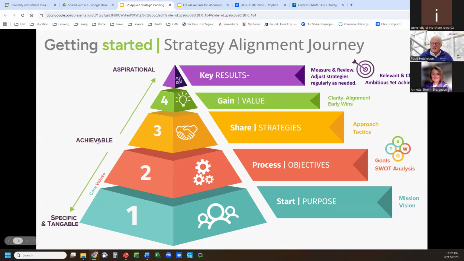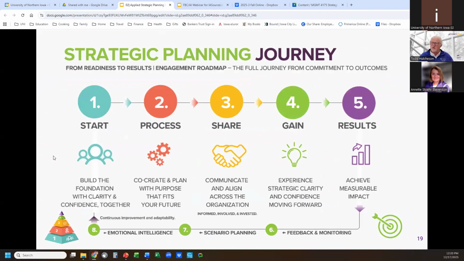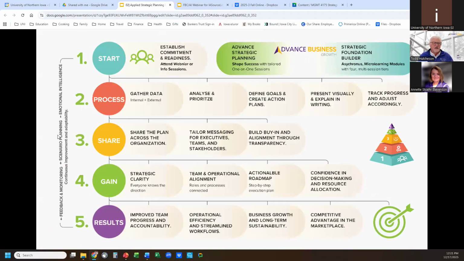So, we start from the aspirational and build to specific and tangible. That's what we're working towards. The journey: starting, building the foundation, working through the process, sharing, communicating, establishing where the gain is going to come from, giving clarity to those strategies to people that work in your organization, and then communicating the results. Everybody needs to know where we're at. So it's not rocket science. It's a process that we go through.